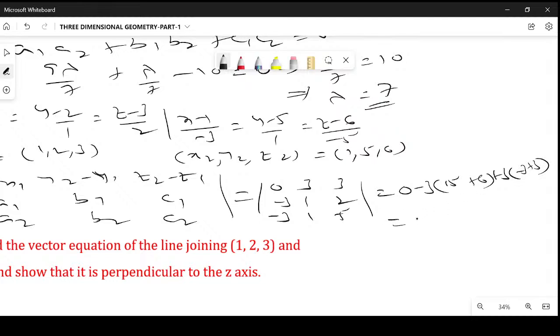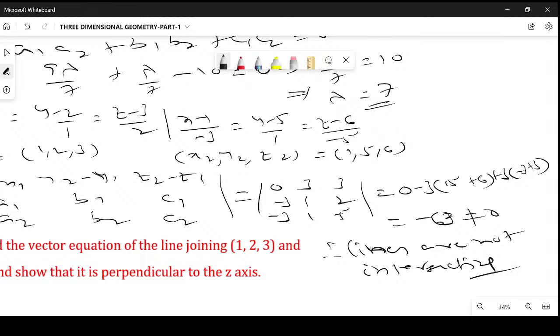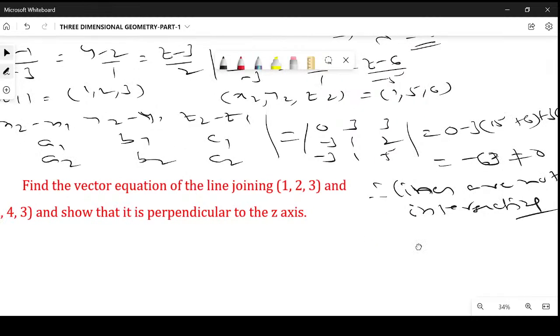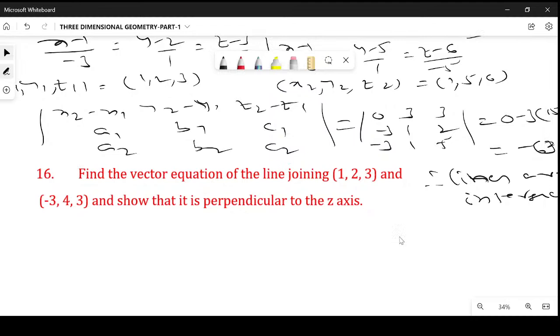So then it will be automatically minus 63, which is not equal to 0. Therefore, we can write: lines are not intersecting. If it is 0, lines are intersecting. So lines are not intersecting, that is important. You can verify: lines are not intersecting.